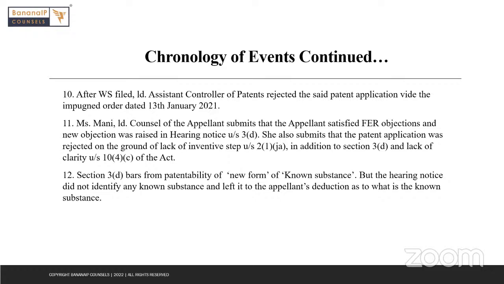She also submits that the patent application was rejected on the ground of lack of inventive step under Section 2(1)(ja), in addition to Section 3D, and lack of clarity under Section 10(4)(c) of the Act. Section 3D bars patentability of a new form of a known substance, but the hearing notice never identified any known substance and left it to the appellant's deduction as to what the known substance is.